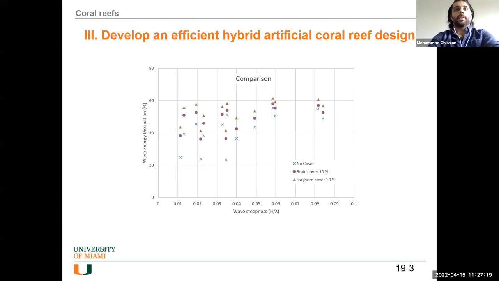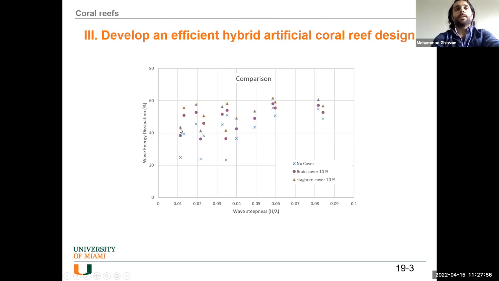Then we did the comparison to see the effect of coral composition on the dissipation of the wave energy by coral reef models. So we used two similar coral coverages: brain corals 10% and stag horn coral 10%. And then we compared the wave energy dissipation between these two coral models. So as you can see at the left side, we have the most differences, as we could imagine before, because this is the area where the most wave energy is dissipated by the wave friction.